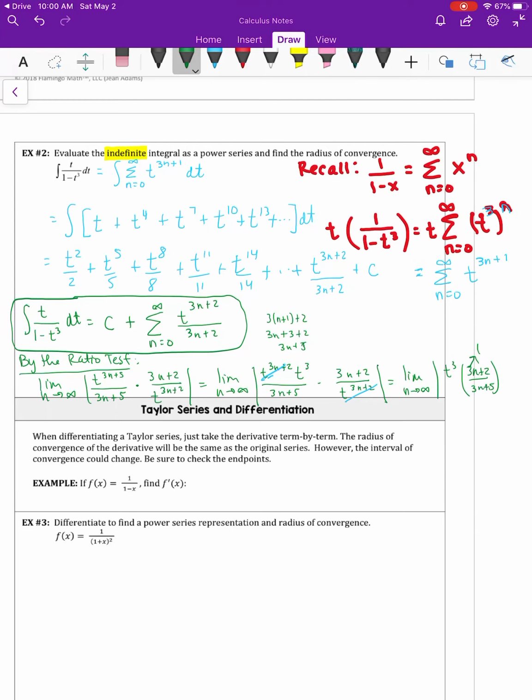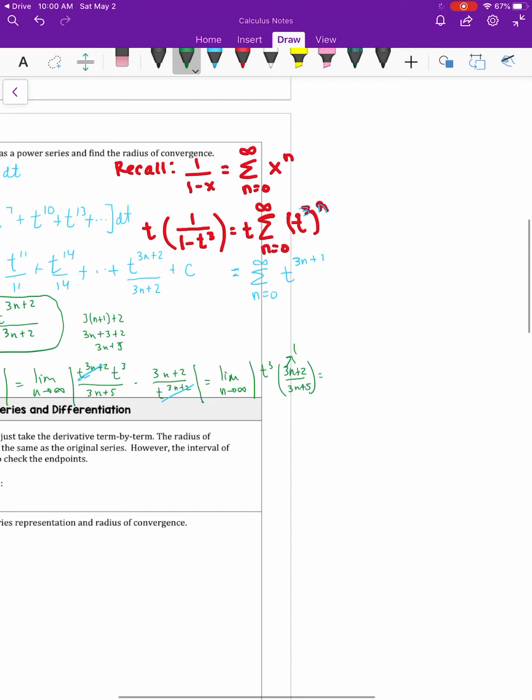And remember, the limit only involves the n's. And so you can see 3n over 3n goes to 1. So this is basically t to the 3rd times 1. So this is going to be t to the 3rd. Forgot the absolute value there. So absolute value of t to the 3rd.